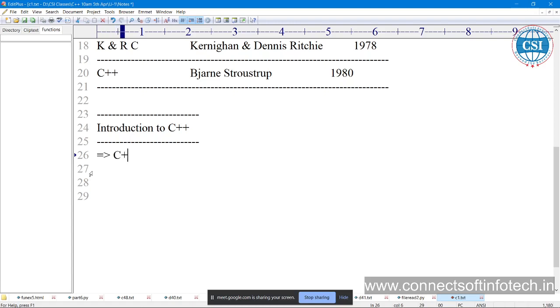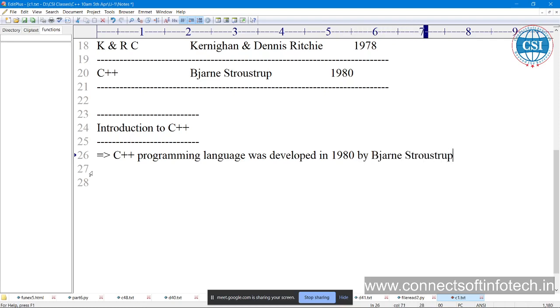Okay, so I am writing here: C++ programming language was developed in 1980 by Bjarne Stroustrup at AT&T Bell Laboratories.